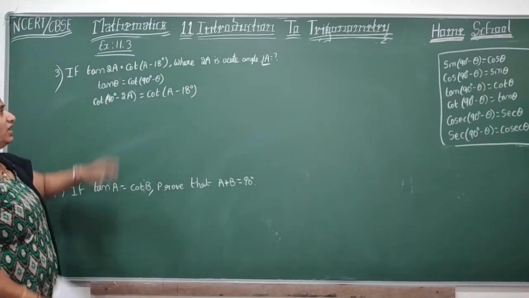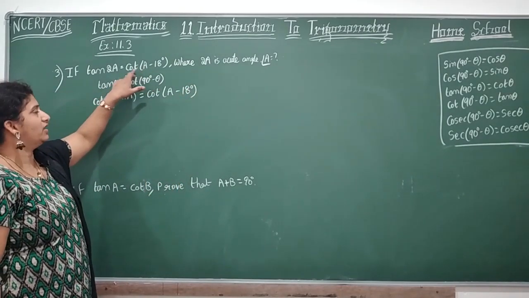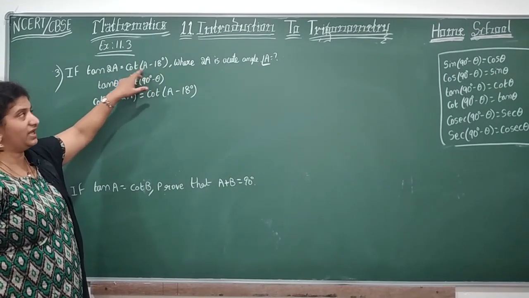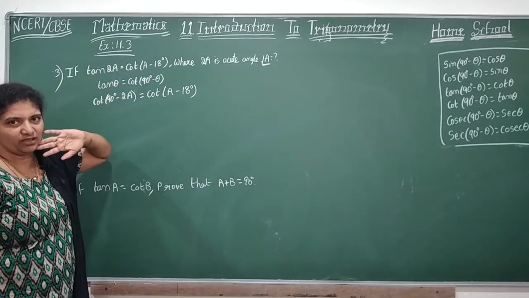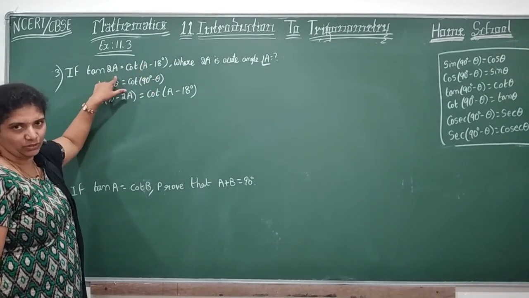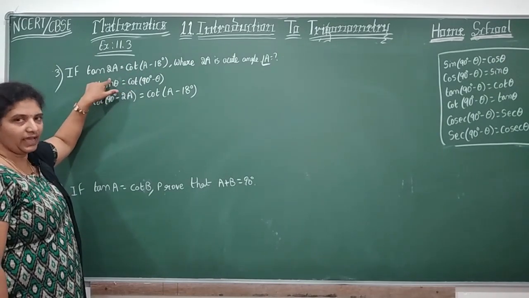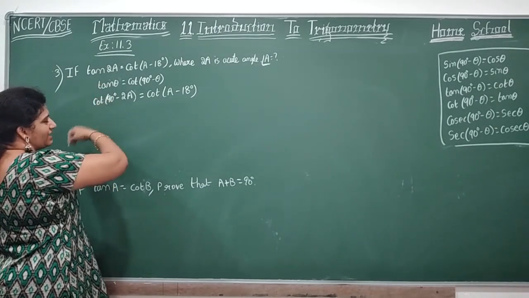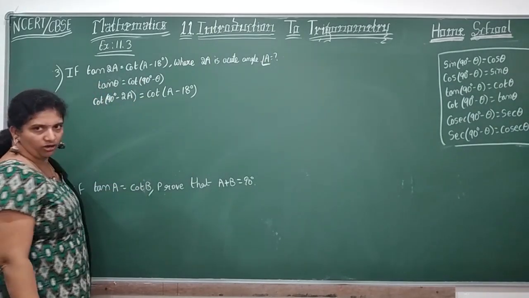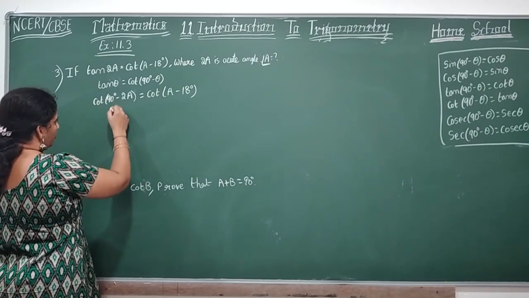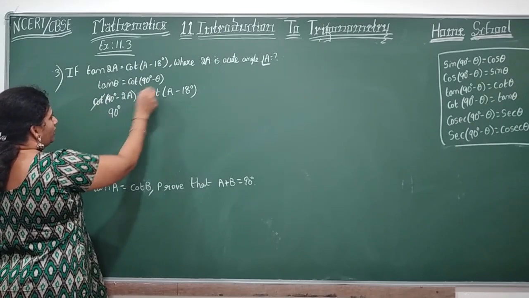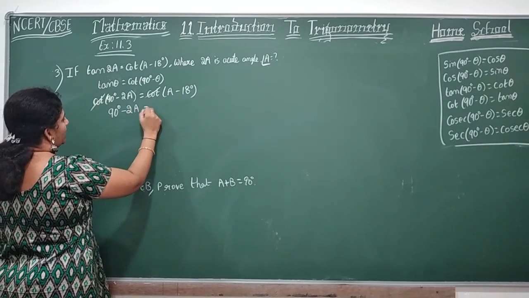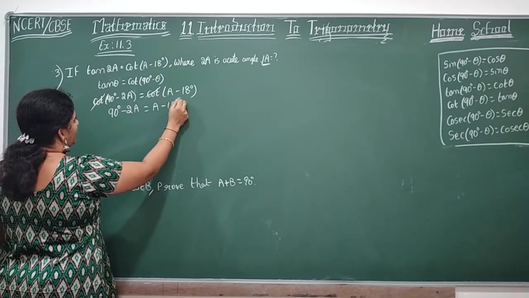Look here carefully. If you want to convert this also, cot theta, you can rewrite this as tan 90 minus theta. 90 minus (A minus 18), it will be lengthy. So instead of that, take the short value. Tan theta, this can be rewritten as cot 90 minus theta. So now, if you want, you can cancel or you can leave the same term cot. Remaining, you equate. 90 degree minus 2A is equal to A minus 18.